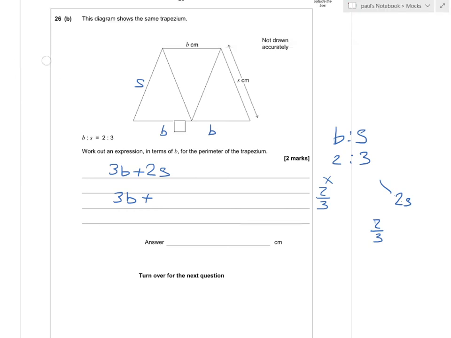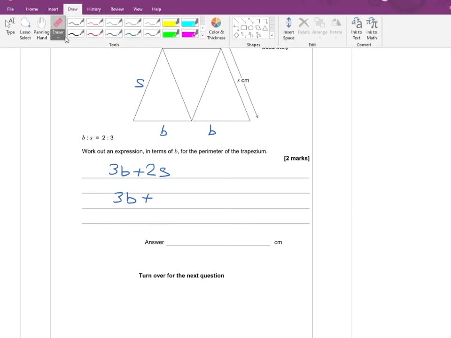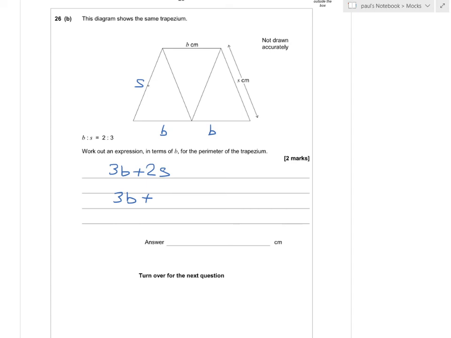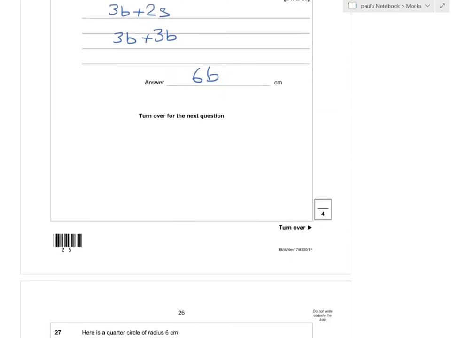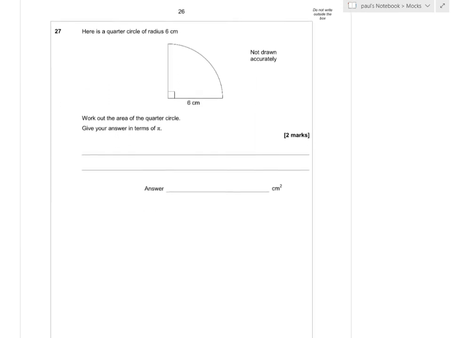The ratio nonsense. I know that 2S is going to be the same as 3B's. It just is, yeah? 2S, so the answer is going to be 6B. Yeah, it just is. I can't explain it, which is terrible. I just know what the answer is.